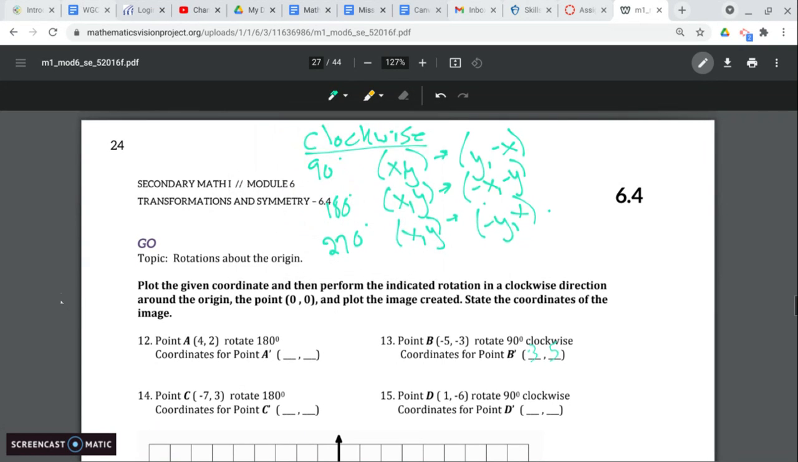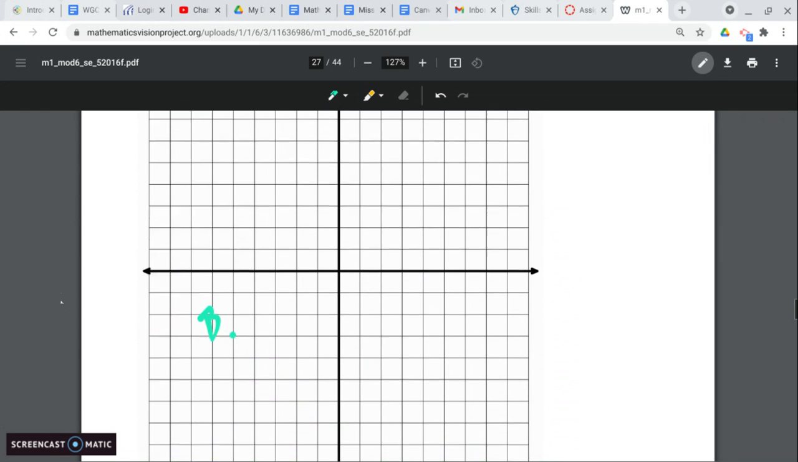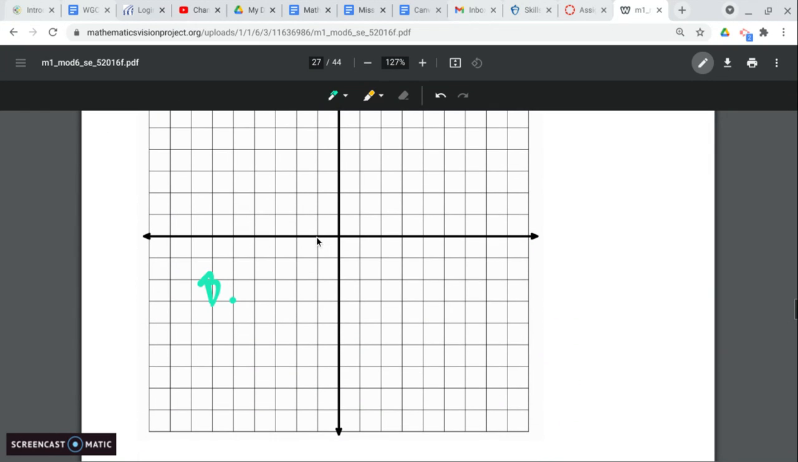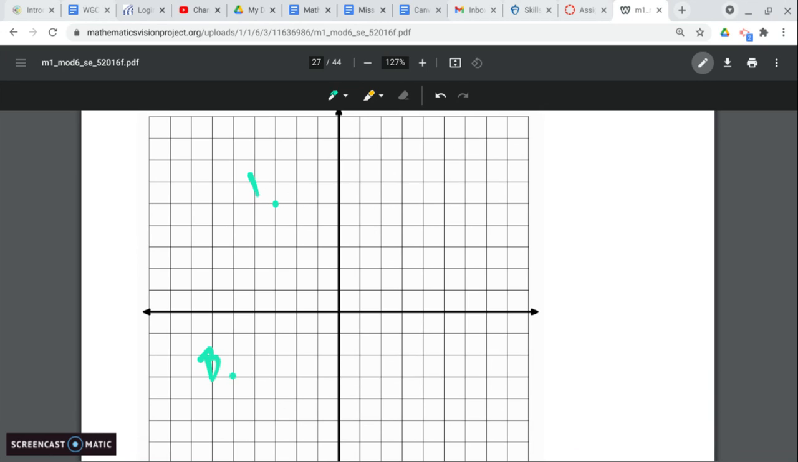So we come back down here, and we're going to plot B prime at negative 3, 5. So 1, 2, 3, 1, 2, 3, 4, 5. So there is our B prime. So that's what you guys are going to do for 12, 14, and 15. So 12 and 14 are both 180-degree rotations. 15 is 90-degree again, okay?